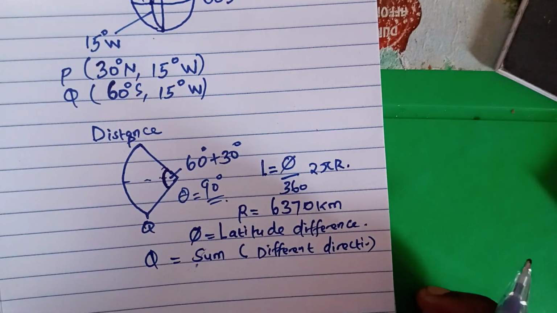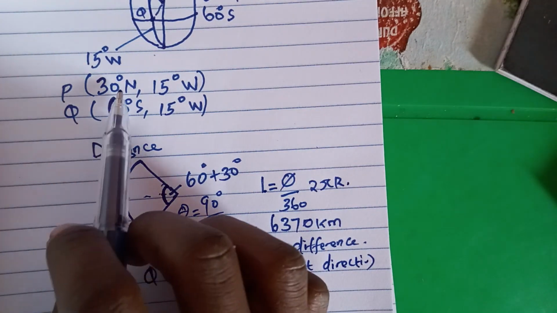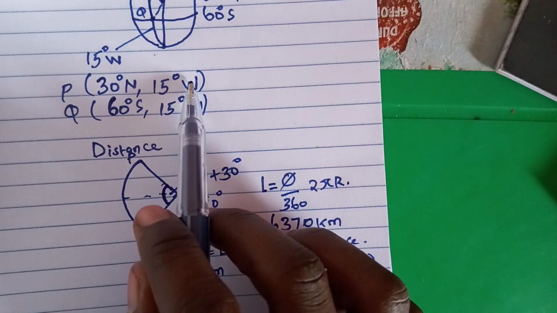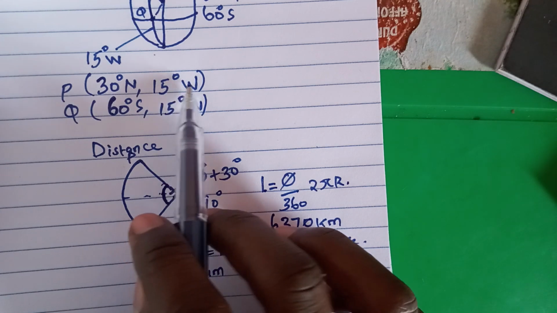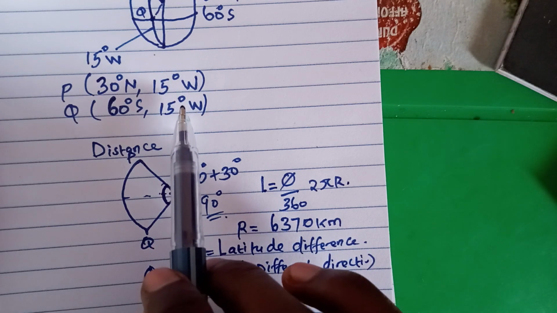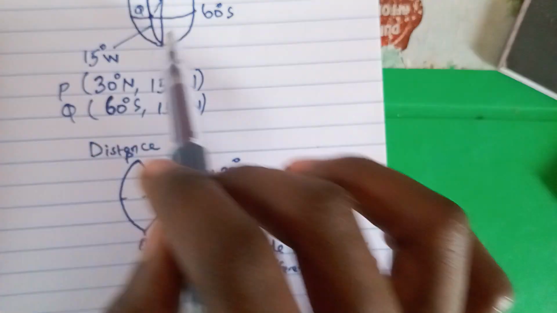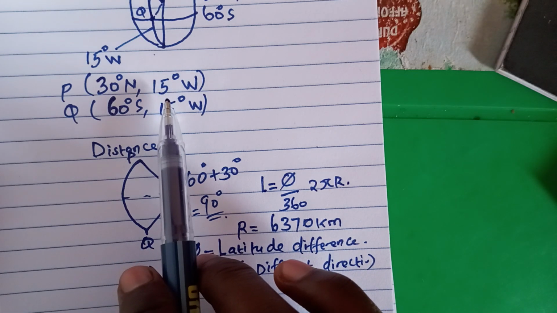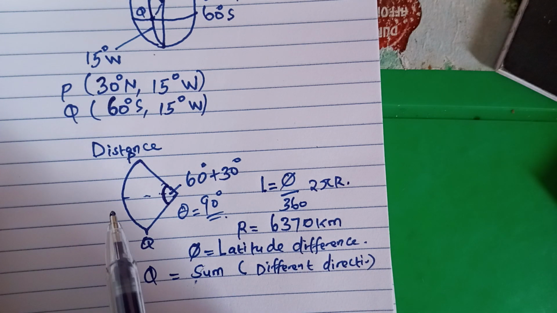For instance, in this case of ours, we had P, which was 30 degrees north, and Q, 60 degrees south. Both of them lie on the same longitude 15 degrees west, and we discussed that if towns lie on the same longitude, they form great circles. So this one is a great circle. We're not going to use this one. This one is just here to tell us that what we are going to use is a formula for great circle.